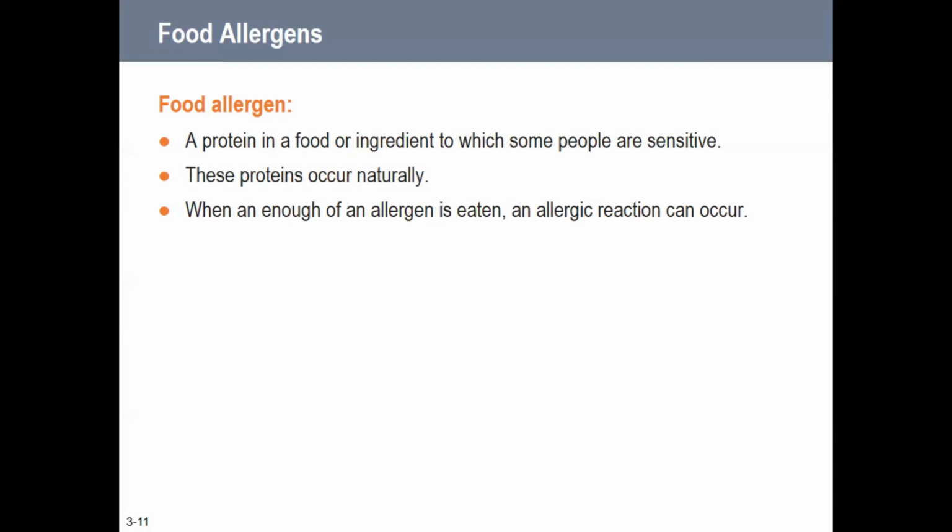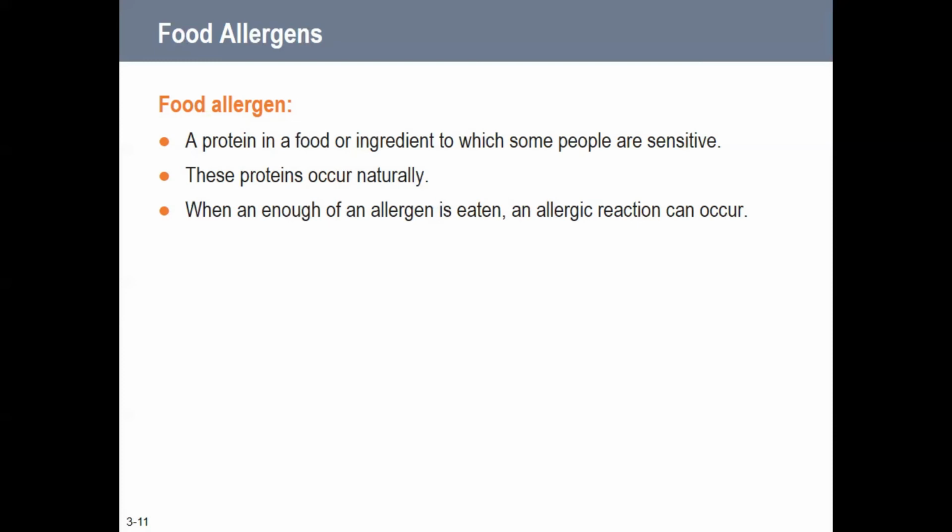But let's talk about allergens. What is a food allergen? A food allergen is a protein that's in food, or an ingredient to which some people may be sensitive. This is not a deliberate act, somebody trying to hurt. These are things that occur naturally within certain foods and with certain people. If enough of that allergen is eaten, then an allergic reaction can occur.